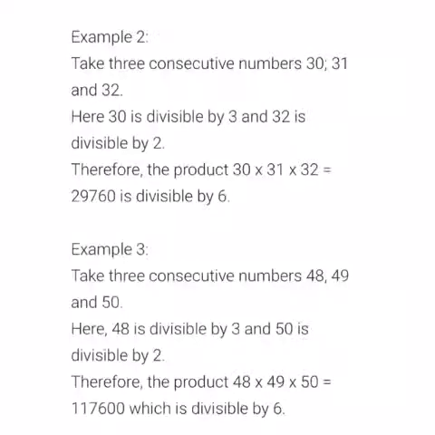Now children, one more example to understand the question better. Take a third set of consecutive numbers, that is 48, 49 and 50. Here 48 is divisible by 3 and 50 is divisible by 2. Therefore the product of 48 multiplied by 49 multiplied by 50 is 1,17,600, which is divisible by 6. So we can conclude that the product of three consecutive numbers is always divisible by 6.